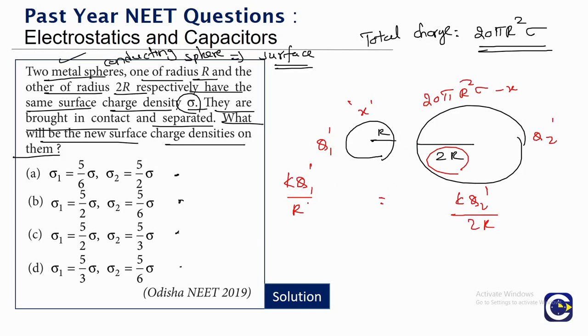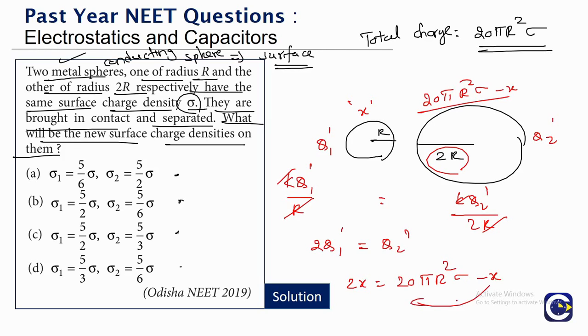So when we equate both of them, we can see r is cancelled, k is cancelled. So what do we have? 2 times q1 dash is equal to q2 dash. Q1 dash is x, right? So 2x is equal to q2 dash, which is 20 pi r square sigma minus x. Bring the minus x to the left side, it will become plus x. So 3x is equal to 20 pi r square into sigma. Straight away from here we will get the x value. What is it? 20 by 3 pi r square into sigma.